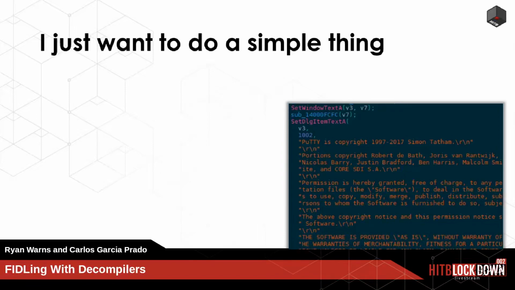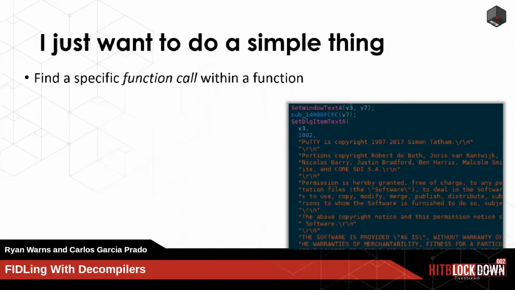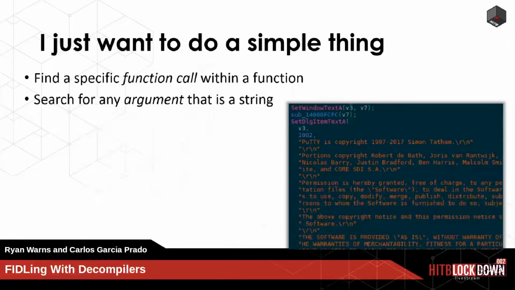So if I want to take this example and find instances of a function call inside of a function, so I want to find references to my set dialog item text A, then I want to grab any argument that is a string, get that string and print it out. In some cases you could use it, if it's a debug message, to log that or put it in a comment, or even rename a function around that functionality. So this simple extraction of parameter data is super useful.